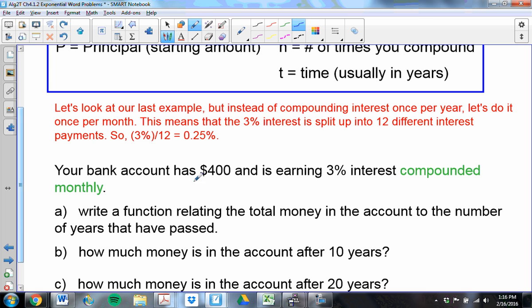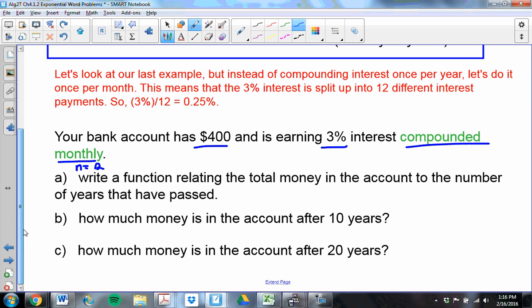So now our bank account has $400 and is earning 3% compounded monthly. Well, that's our N value. Because it's monthly, N is 12. If it was yearly, N would be 1. If it was daily, N would be 365. If it was weekly, N would be 52. Because it's monthly, N is 12. That's a very common way to do it.